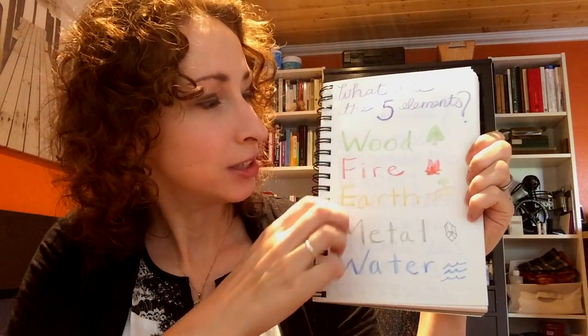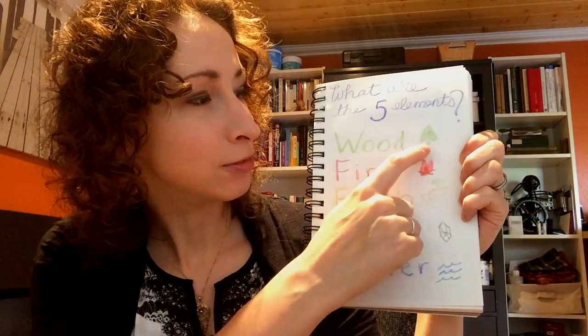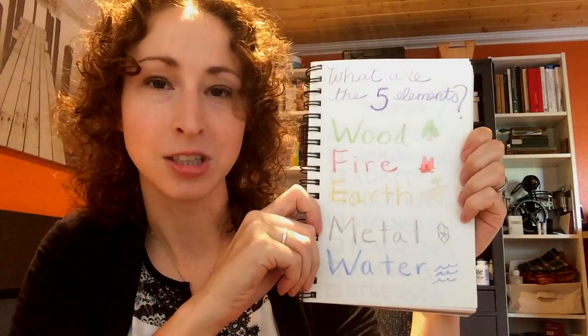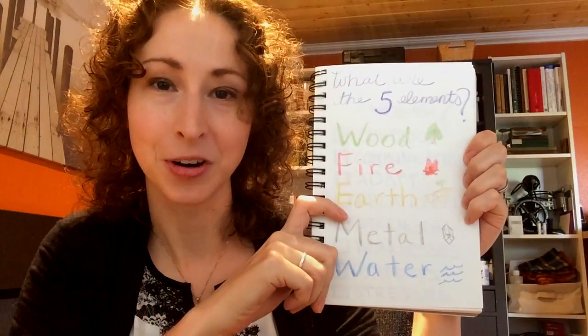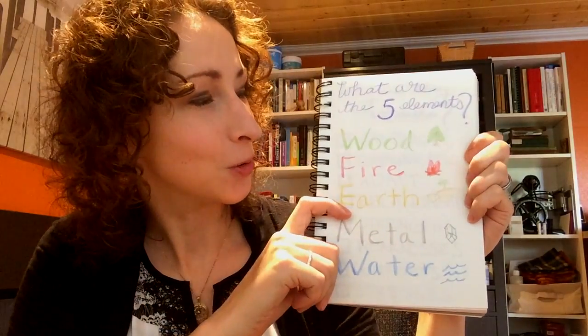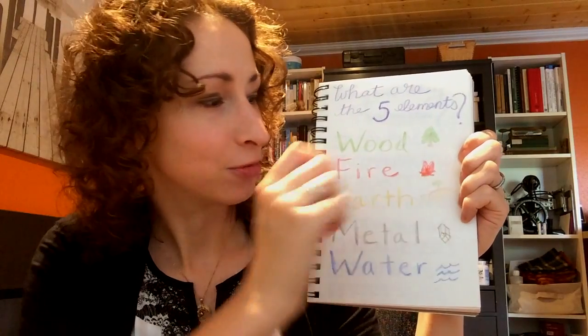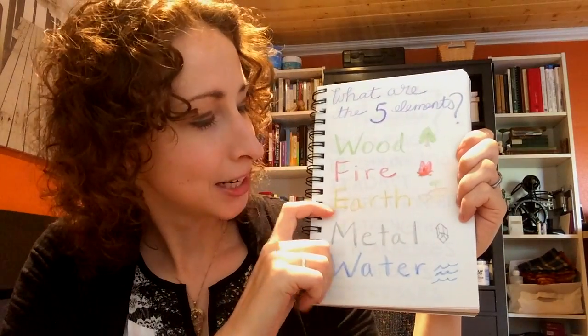So wood we've got here in green. I've drawn a little tree. In Chinese medicine, usually it's seen as bamboo, but I am not as talented an artist to draw bamboo. So we've got the tree there. Fire traditionally is red, and we've got our little campfire here as the symbol for fire.